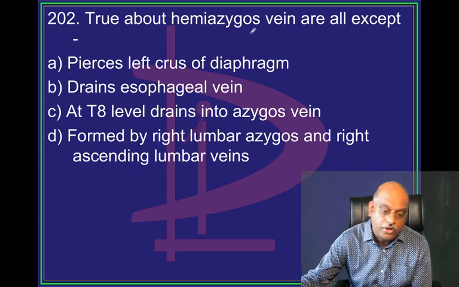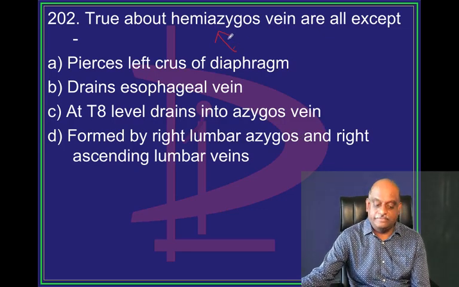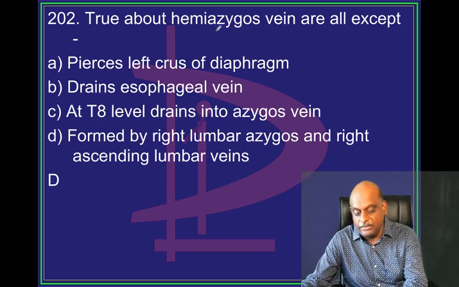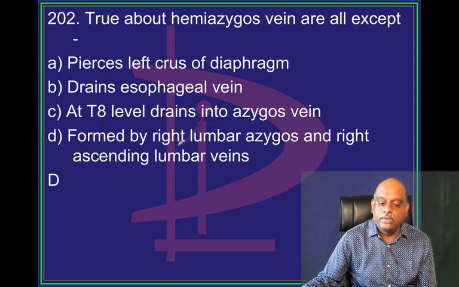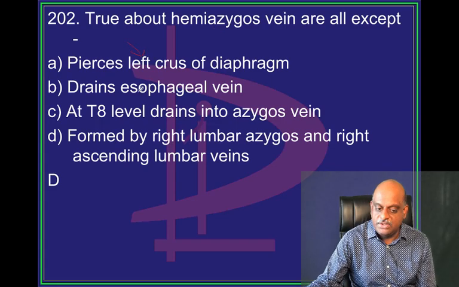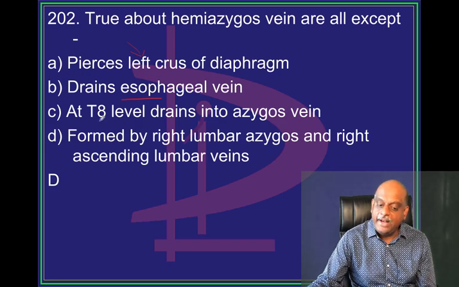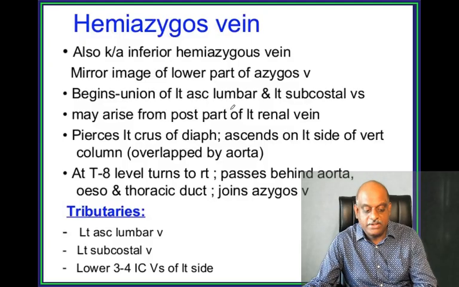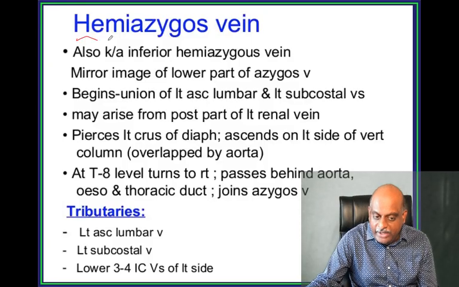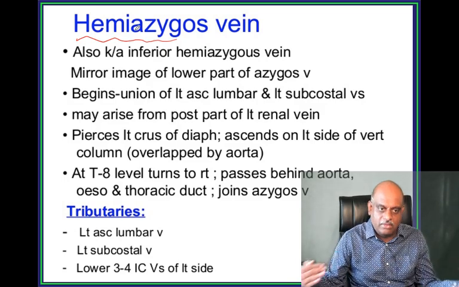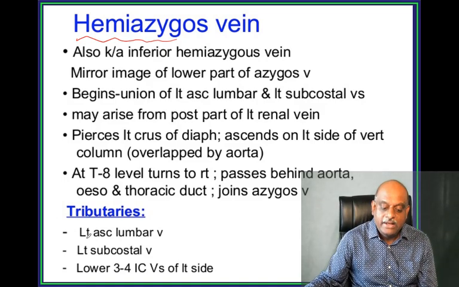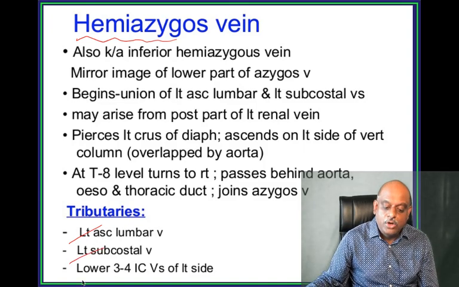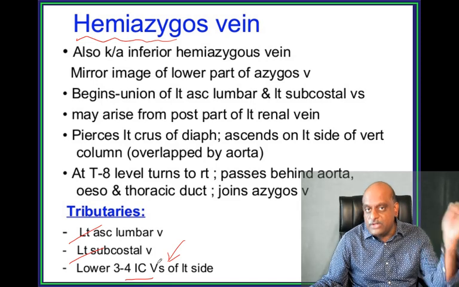Now, doctor, hemiazygous vein. What is true and except about it? So, it pierces the left crus, drains esophageal veins, and at T8 level drains into the azygous vein. That is the true statement. Then what are the tributaries of the hemiazygous vein? What combines to form the hemiazygous? Left ascending lumbar vein, left subcostal vein, lower 3 to 4 intercostal veins on the left side.